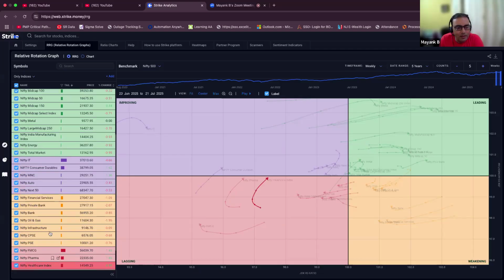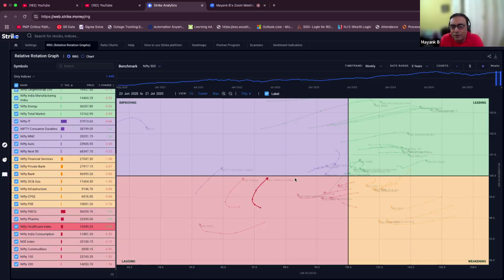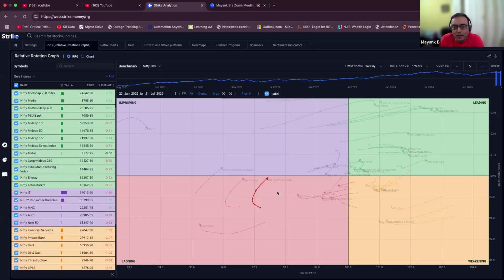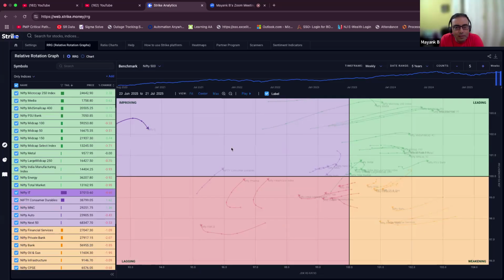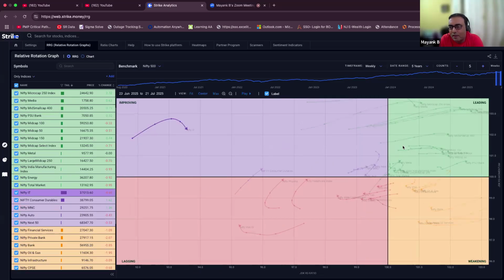These are the major indices that I can see. So if I have to summarize, what are the things that we need to keep an eye on? Some of the turnaround story of the Nifty Pharma and Nifty Healthcare. Nifty IT, we need to keep a close eye. It's still far from the leading. It has to cover a lot of space in terms of RS ratio and RS. So we'll have to see how it behaves further. Consumer durables, again showing significant strength.